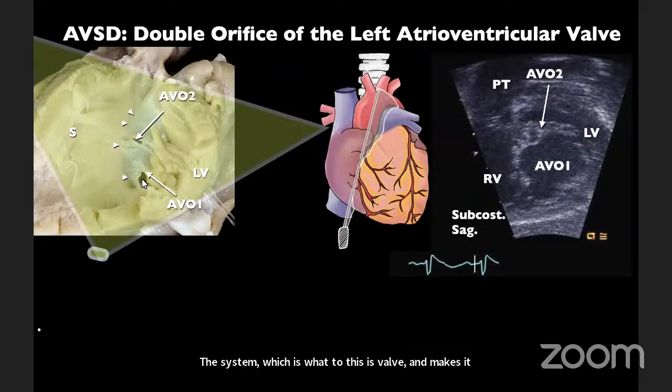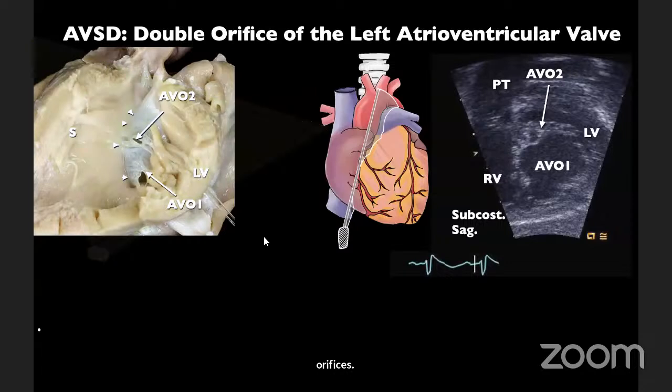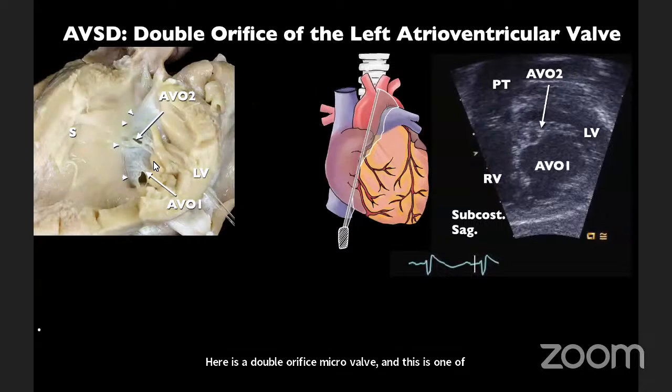The other issue about AV valves is the position of secondary orifices. Here is a double orifice mitral valve. And this is one of the lesions which is most frequently missed echocardiographically. The reason it's missed is we always look for it down at the tips of the valve leaflet, whereas the double orifice is almost invariably at the AV junction here.